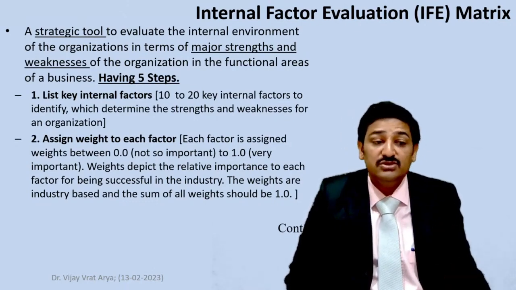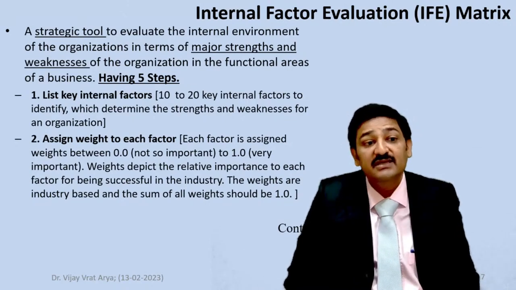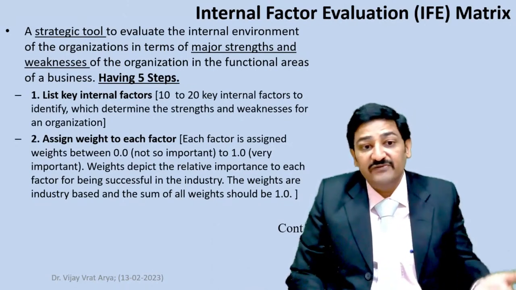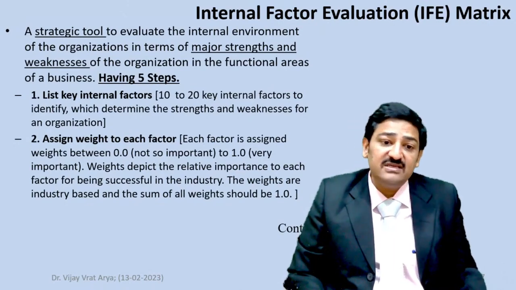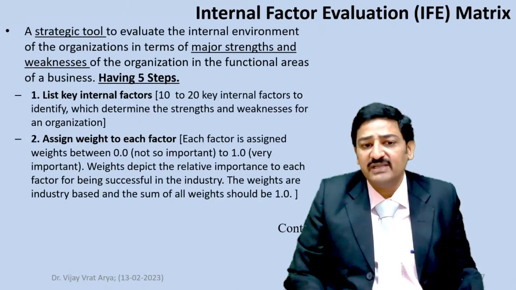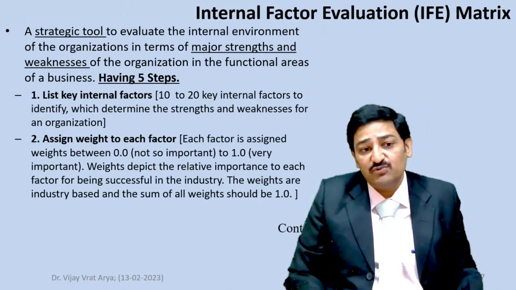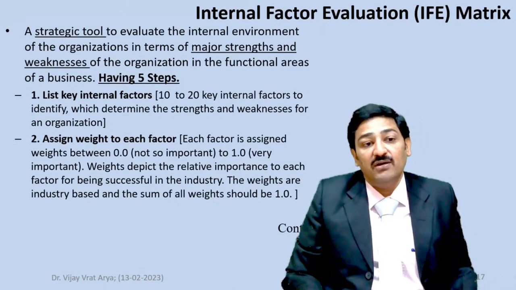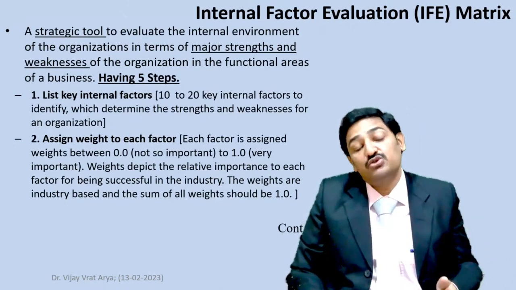The first step is to jot down the list of key internal factors. These can vary between 10 to 20 key internal factors, which determine the strengths as well as the weaknesses of an organization. Initially we are identifying them, and in step 2, each of these key internal factors is assigned a specific weight, between 0 and 1, where 0 means not that important, not that crucial, and 1 means very important, very crucial. The weights depict the relative importance of each internal factor for being successful in the industry. The weights are industry based, and the sum of all the weights should be 1.